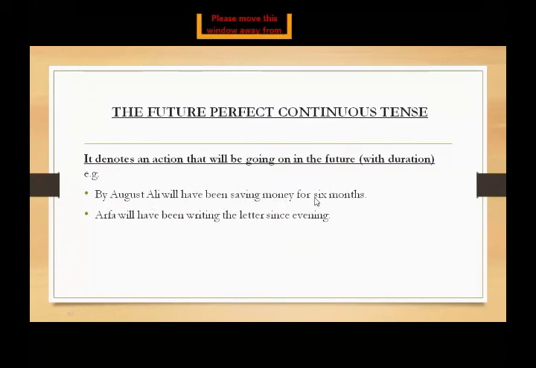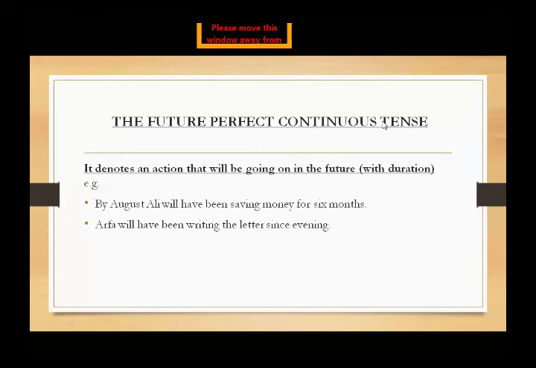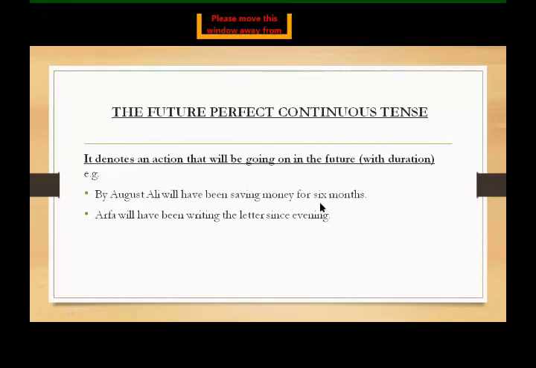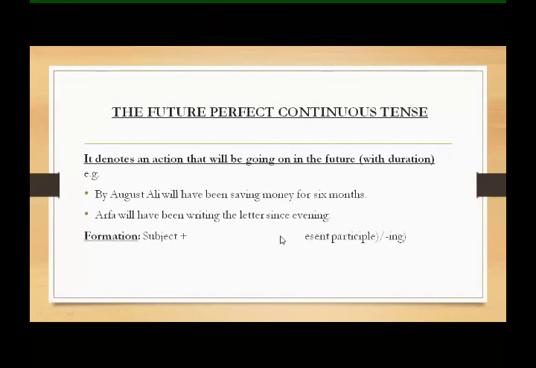By August, Ali will have been saving money for 6 months. Arthur will have been writing the letter since evening. Again, just like present perfect continuous, we have to use time. The formation is subject plus will have been plus verb, the present participle of the verb.